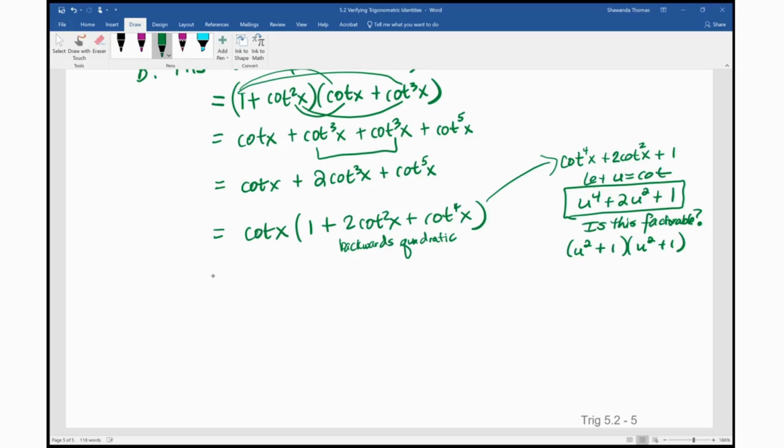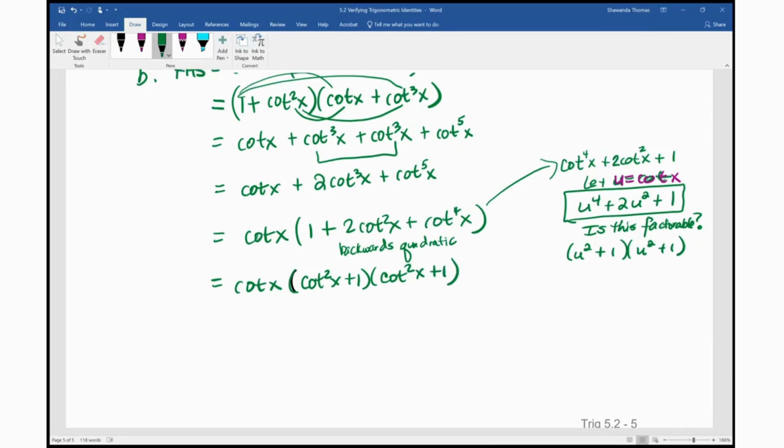And if we substitute our cotangent back in for u, then the factors are cotangent squared x plus 1 times cotangent squared x plus 1. Okay.